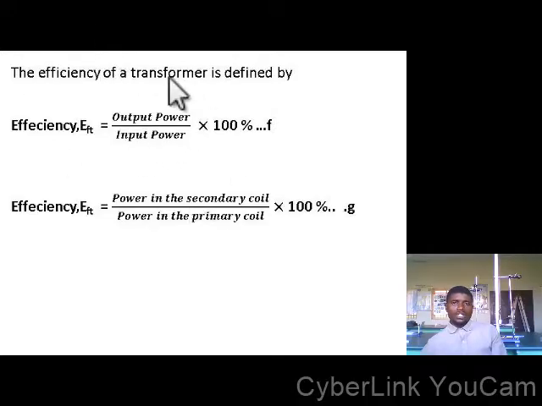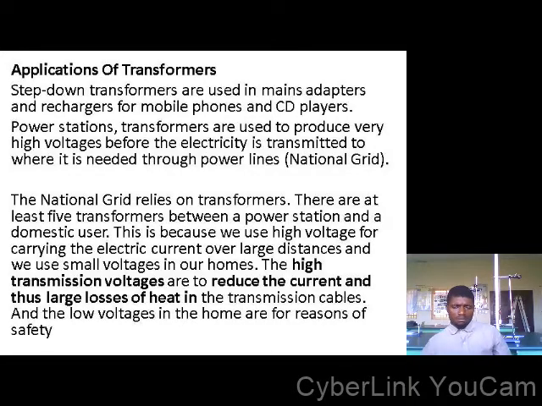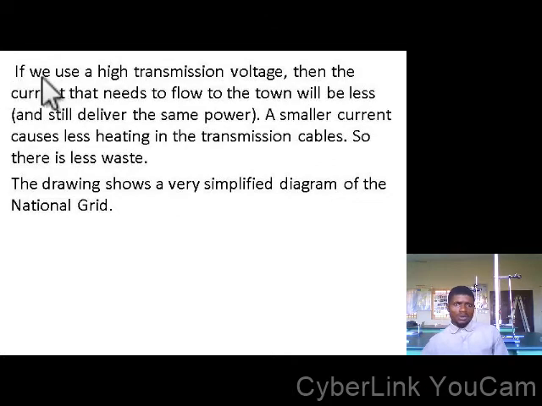So, the efficiency of a transformer is given by output power over input power times 100%, equation F. And then efficiency is power in the secondary coil over power in the primary coil times 100%. So, applications of transformers. Transformers are used in our appliances at home. They are used in power transmission. There are many applications of transformer usage.